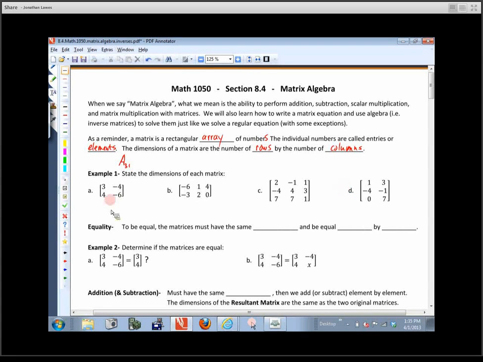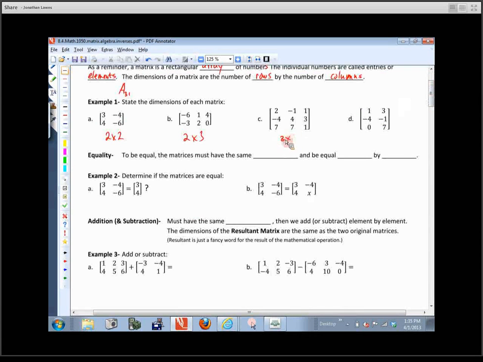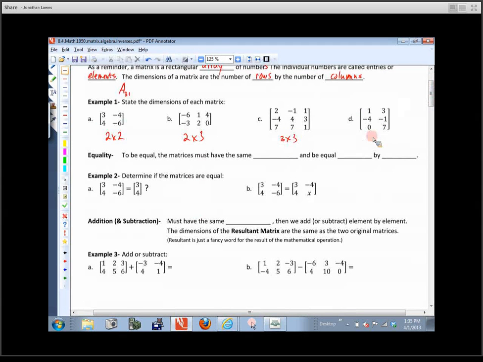So this is a 2 by 2, 2 rows, 2 columns. What's this? Okay, 2 rows, 1, 2, 3 columns. So this is a 2 by 3, and it's a huge deal knowing what the dimensions are. If you screw that up, a lot of these problems become impossible. The next one, 3 by 3, and the last one? Careful, 1, 2, 3 rows. So again, always count the rows and then count the columns. So this is a 3 by 2.